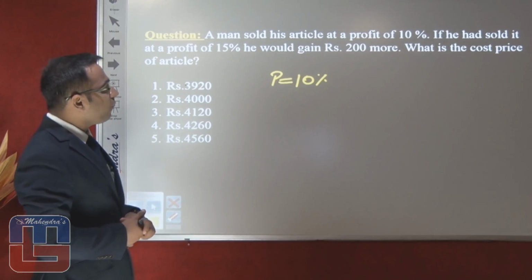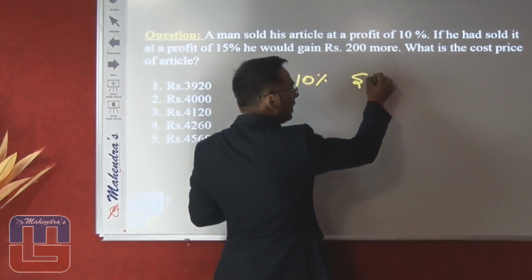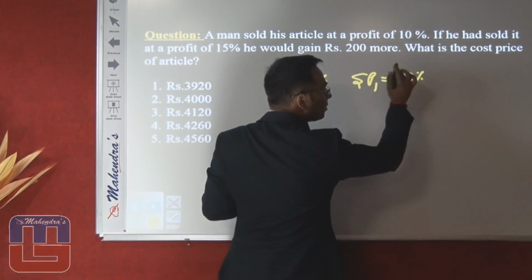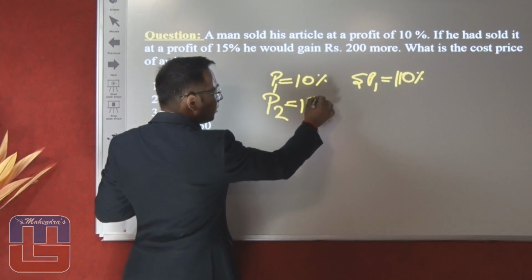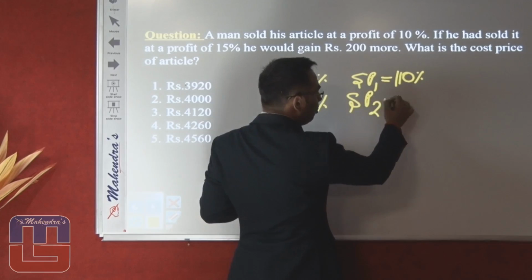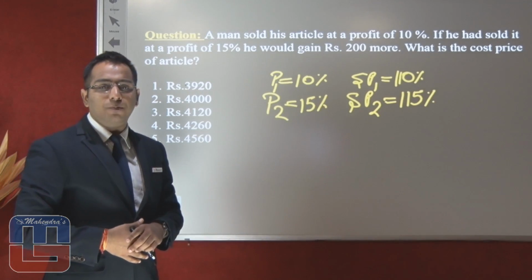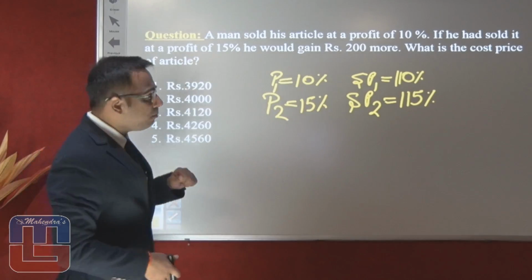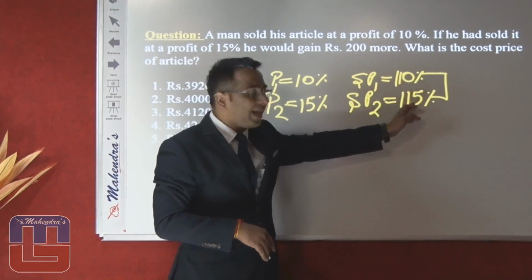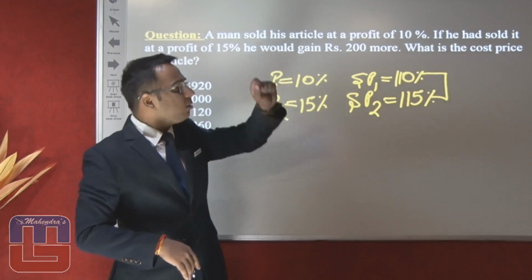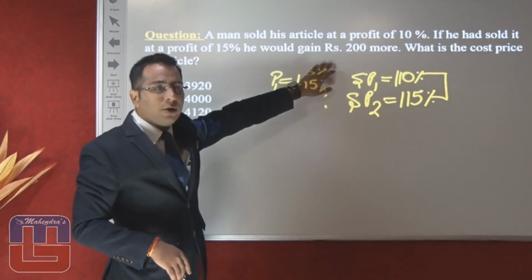If he sold it at a profit of 15%, so the earlier profit is P1, 10%. That means the selling price at that time was 110%. Fine. If we make the profit 15%, that means the SP will be 115%. He would have gained 200 rupees more. Now he is having 200 rupees more, because he is getting 5% value more. See, the difference between 110 and 115 is 5%. So we know that because he is getting 5% more value, that's why he is gaining 200 rupees more.